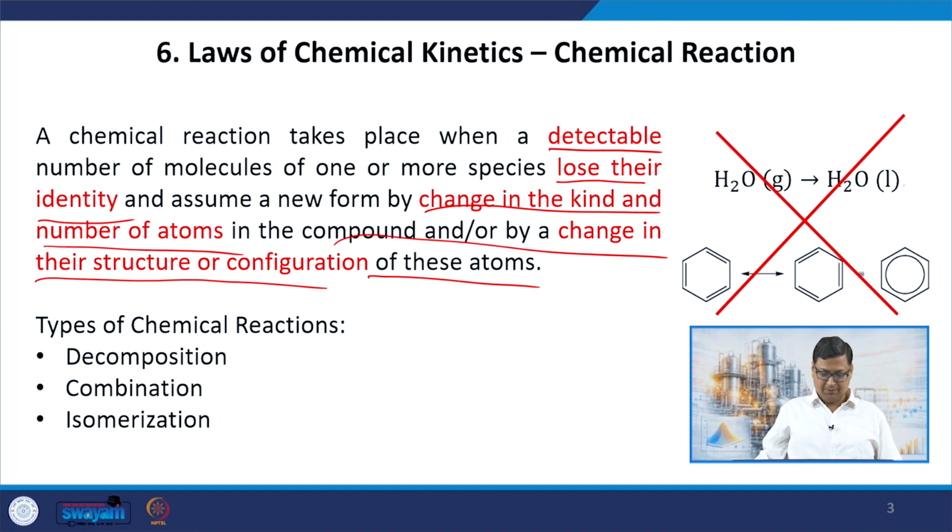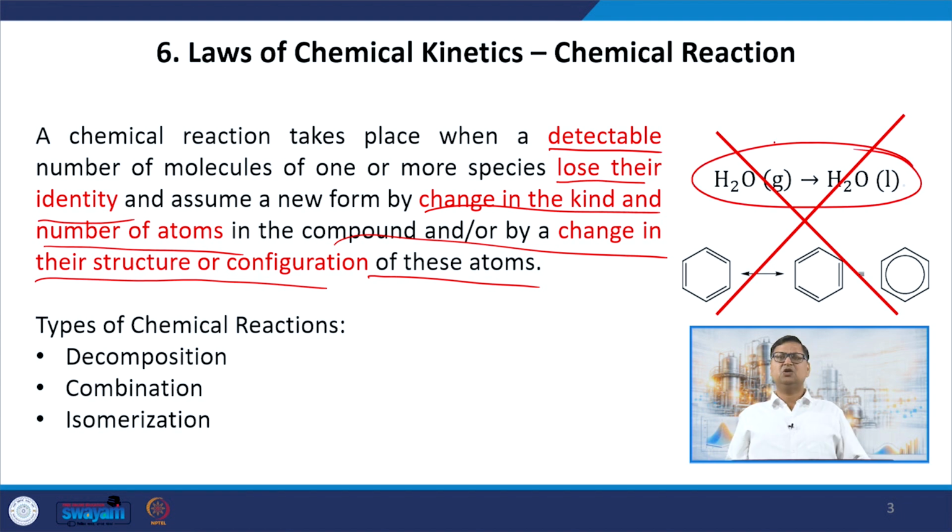Before I talk about what exactly is a chemical reaction, let us take some examples of what is not a chemical reaction, although sometimes typically written as a chemical reaction. For example, if H2O gas is going to H2O liquid, there is no change in the chemical identity of the molecule. Both are OHH. In fact, the bond length and the bond angle also do not change significantly between the gas state and the liquid state. It is definitely a physical change.